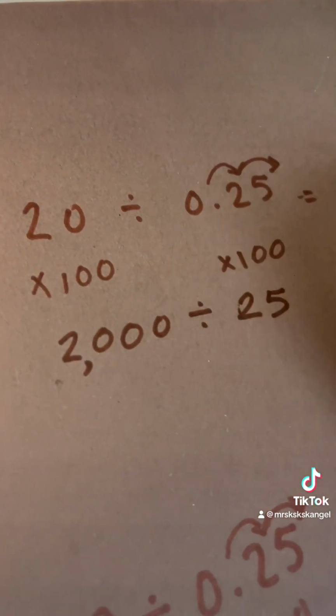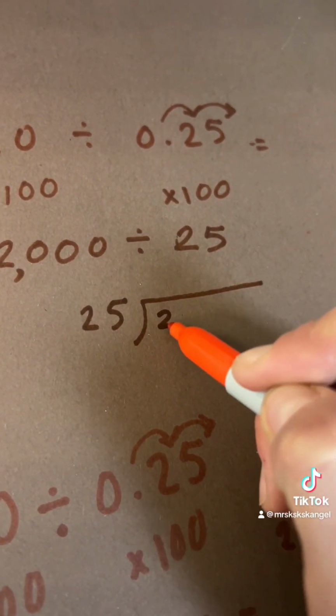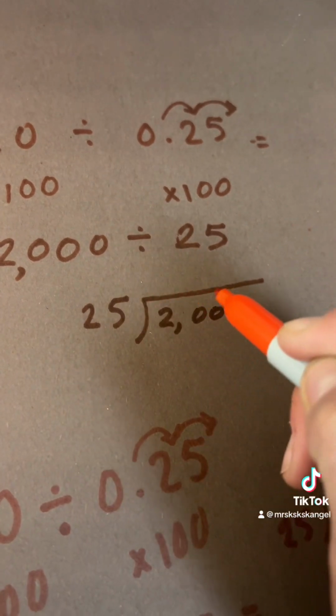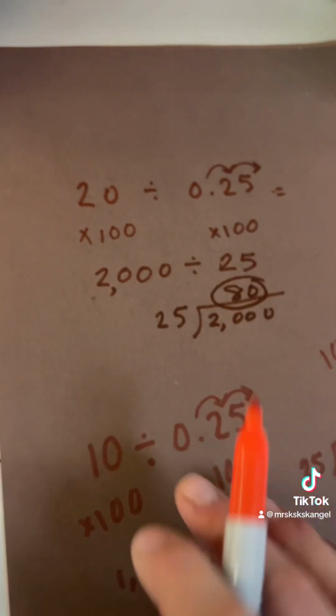All right. And when we divide 25 into 2,000, we end up with 80. All right. I hope this helped with the lesson.